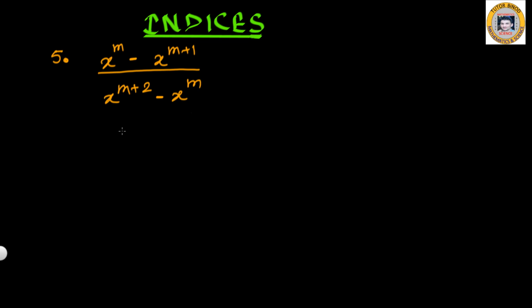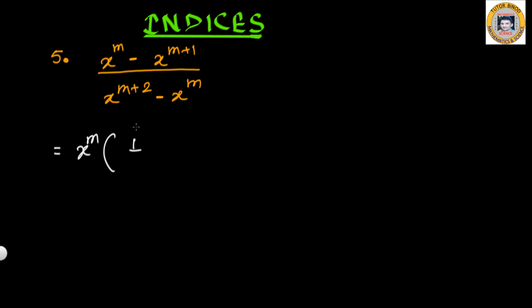Now let us see another problem. This is relatively tougher. The first term is x to the power m, and the second term in the numerator is x to the power m plus 1, and the denominator terms are also of the same base. Whenever we have the same base, we can take the common factor. So let us take x to the power m common from these two terms. Now what remains in the first term on the numerator side?